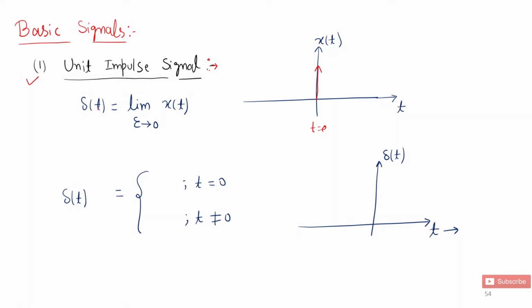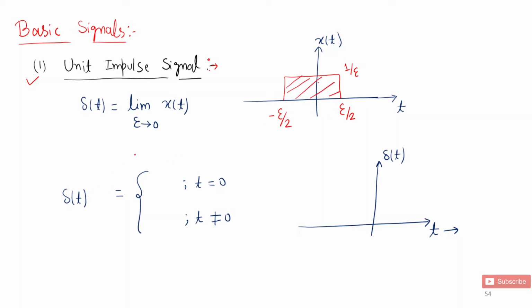So mathematically you can represent delta t equal to limit epsilon tends to 0 of x(t). So where is the epsilon? Epsilon is basically, you can plot in this fashion, x(t) from minus epsilon by 2 to epsilon by 2, and this amplitude is 1 by epsilon. So this is x(t), and the unit impulse signal is represented with delta t. So delta t is the unit impulse signal and this is the area of this x(t).